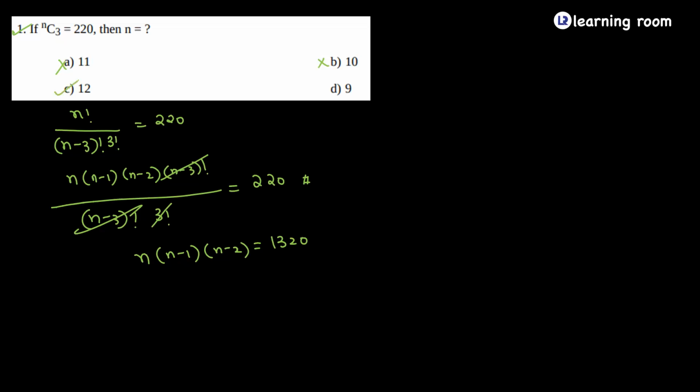Let's check with the last also. What about 9? So 9 into 8 into 7. 9 into 8 is 72. 72 into 7 is going to be, definitely the last digit is not 0. So obviously this is also not possible. So you can directly substitute and see.